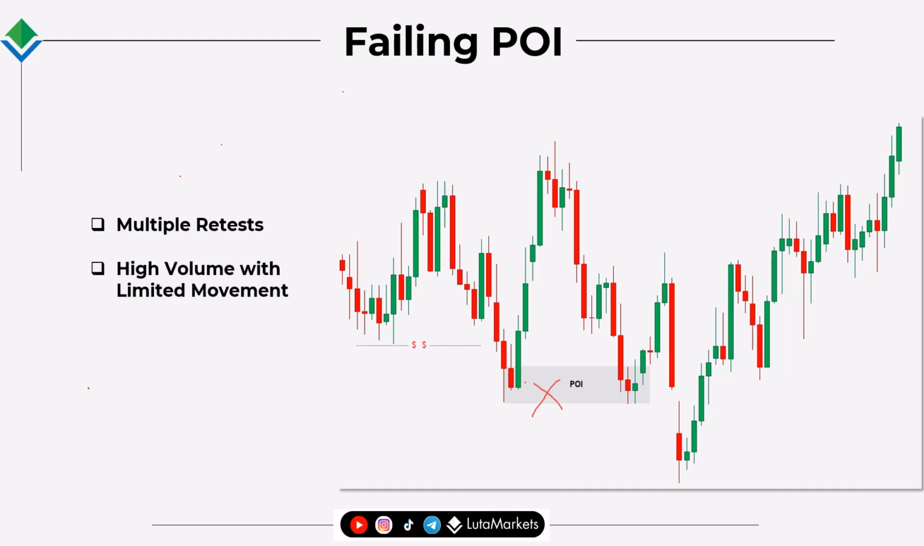High volume with limited movement. When you see high trading volume around a POI but little price movement, it suggests that institutions are offloading or accumulating positions. Once they finish, the level often breaks. Formation of liquidity above or below the POI. If equal highs, equal lows, or stop clusters form just beyond a POI, it can attract price to break through the level, turning the POI into a liquidity trap instead of a reversal zone.